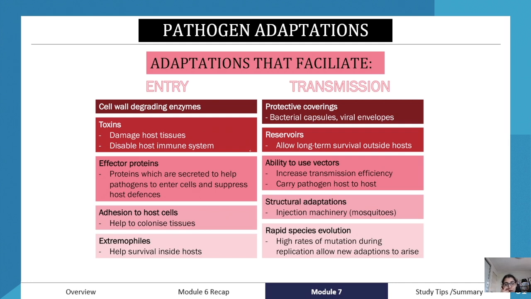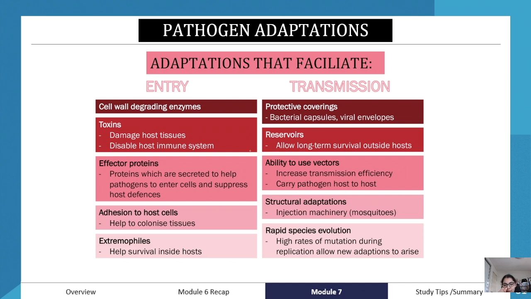They can also use vectors in some cases, which increases transmission efficiency. As we saw with the Plasmodium protozoa, the vectors can help carry the pathogen from one host to another. Structural adaptations, so injection machinery like with mosquitoes.